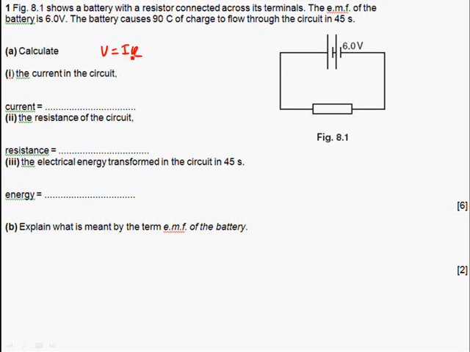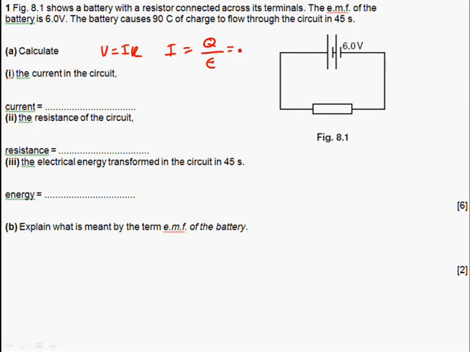But unfortunately we don't have R, so we can't calculate I using V is equal to IR. But we can use the definition of current to calculate the current. The definition of current is the number of coulombs of charge flowing through a point in any second, measured in amps. And if you were to write that out in short form, it's I is equal to Q over T. Q being number of coulombs, T being time.